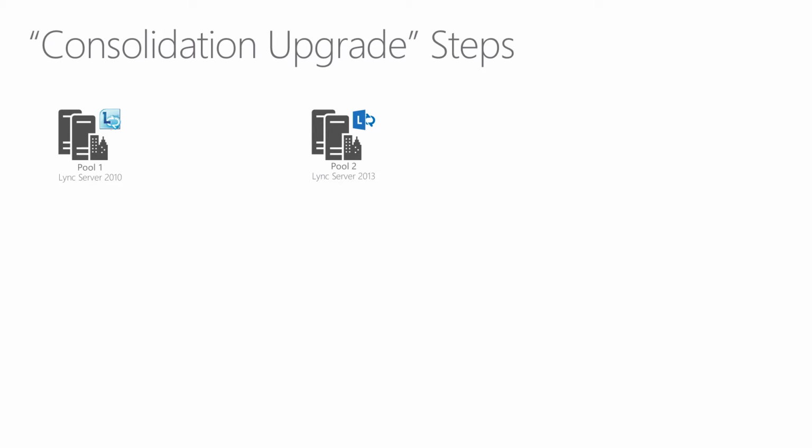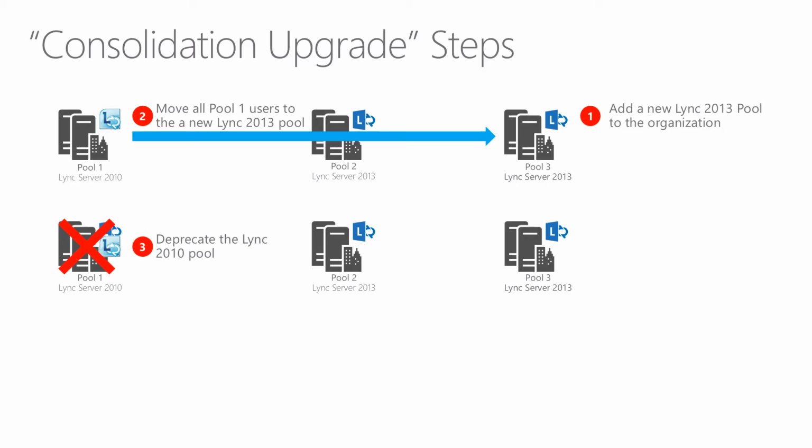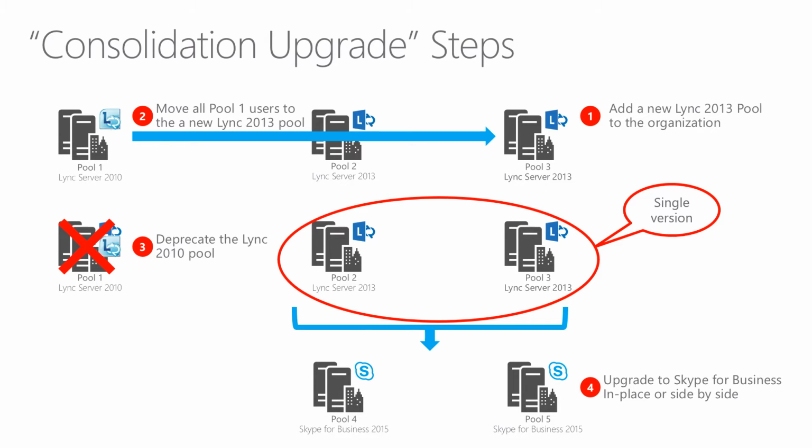So what are the consolidation steps you need to take if you do have a mixed environment? Step 1, you add a new Lync Server 2013 pool to your environment. Step 2, you move all of the users from your Lync Server 2010 pool to the new Lync Server 2013 pool. Step 3, you decommission the old Lync Server 2010 pool. And at this point, you've consolidated your environment and you're ready to migrate to Skype for Business Server 2015.